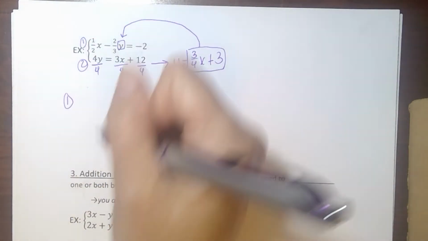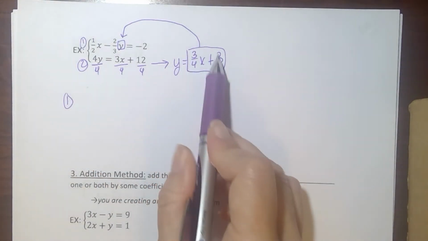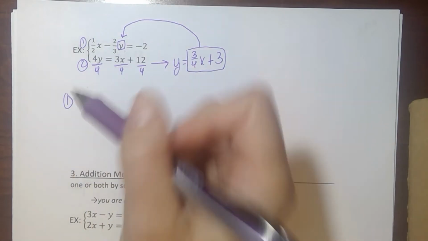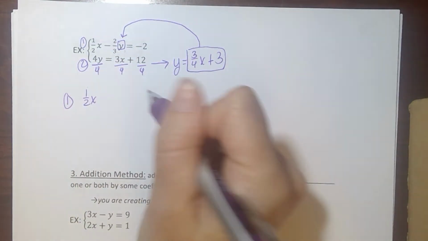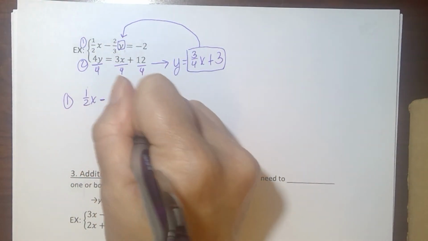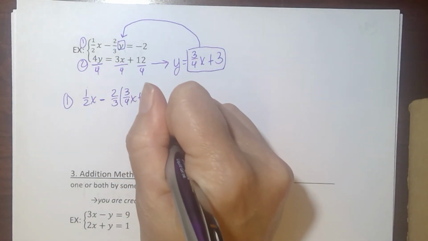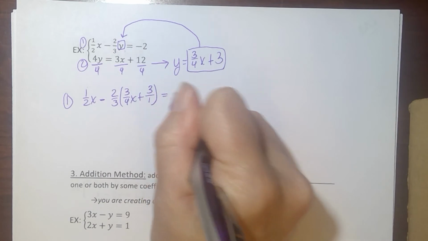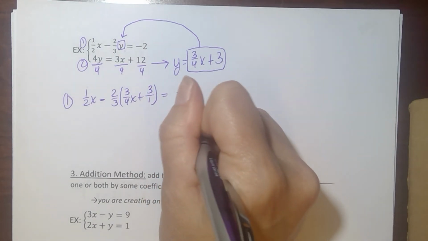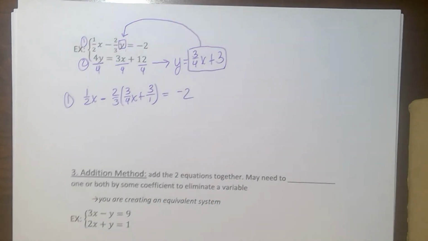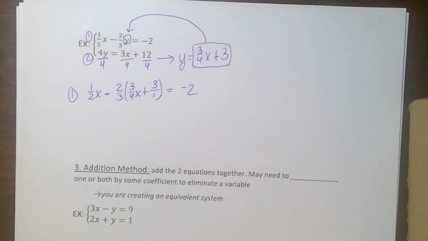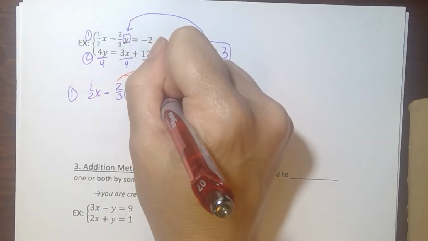Okay, so we are now working with equation 1, substituting this expression in for y. So I have 1/2 x minus 2/3 times 3/4 x plus, I'm going to go ahead and write that 3 as 3/1 because I know I'm working with fractions over here. It's going to make my life a little easier. So I need to do this distribution here.